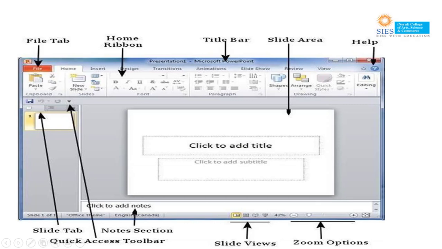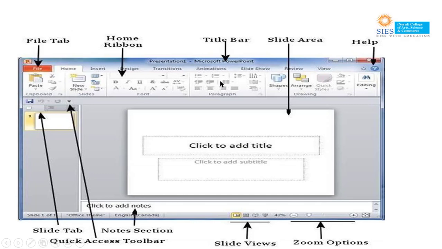So the first point is the File tab. This tab opens the backstage view, which basically allows you to manage the file and settings in PowerPoint. You can save presentations, open existing ones and create new presentations based on blank or predefined templates. The other file related operations can also be executed from this view.